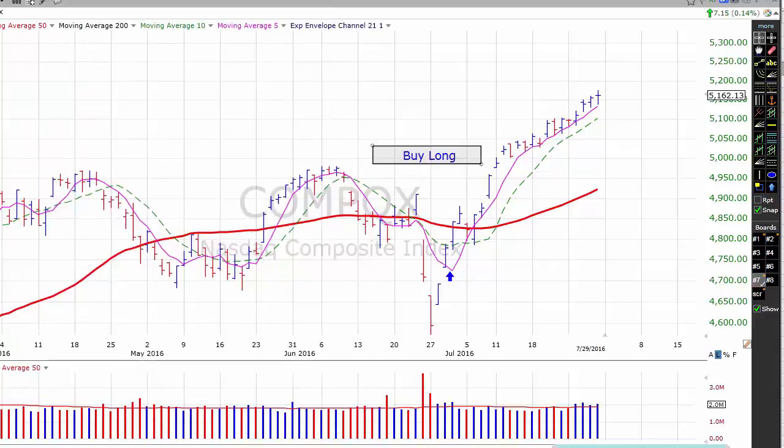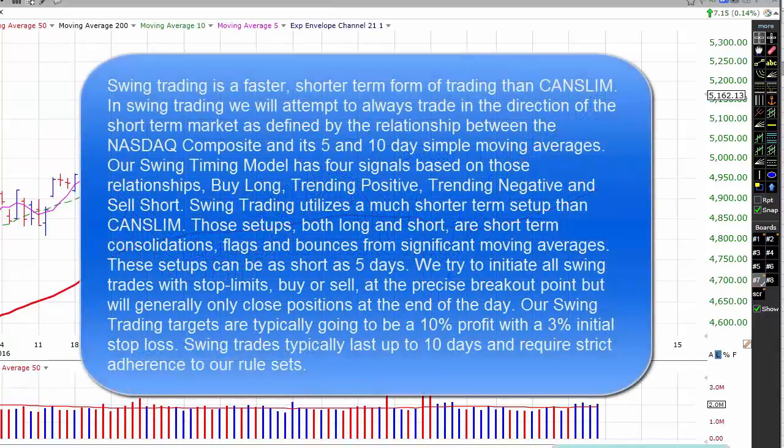Okay, let's talk a little about swing trading. Swing trading is a faster and shorter term form of trading than CAN SLIM. In swing trading, we'll attempt to always trade in the direction of the short-term market as defined by the relationship between the Nasdaq Composite and its 5 and 10-day simple moving averages. Our swing timing model has 4 signals based on those relationships: buy long, trending positive, trending negative, and sell short.